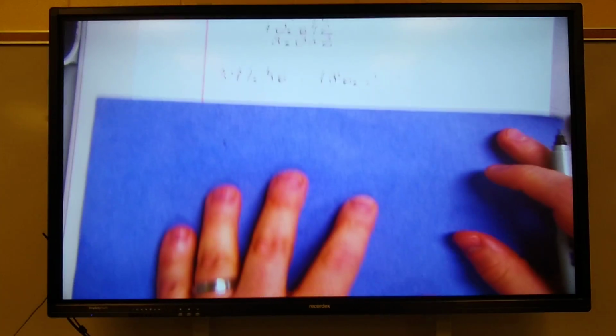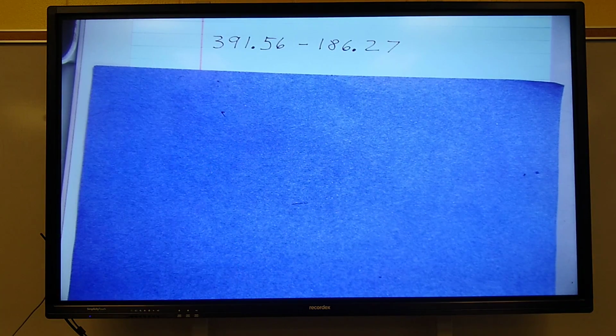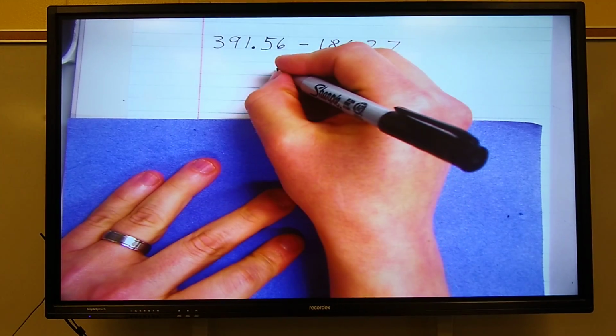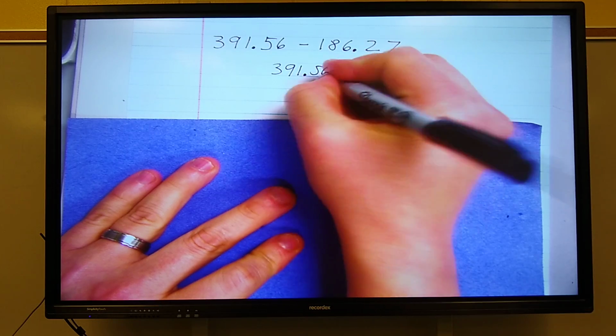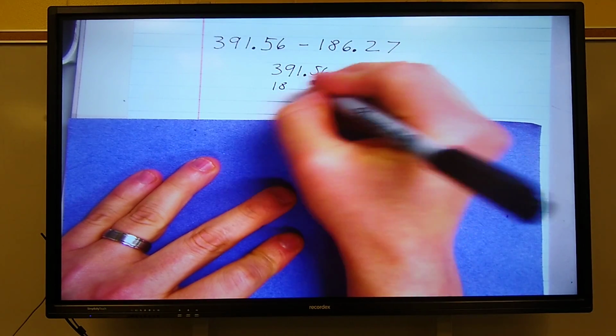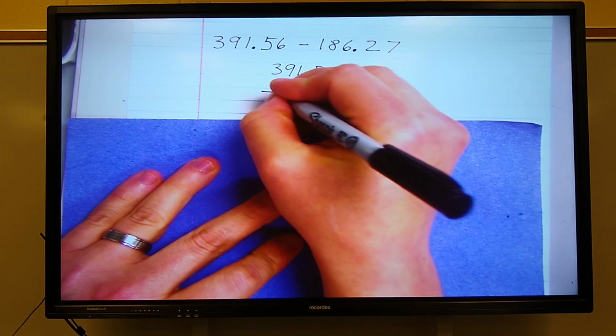The next one. Subtract the decimals. Do not forget to line up the decimals. Pause the video. All right, let's see how bad you did. We have 391 and 56 hundredths minus 186 and 27 hundredths. They all line up perfectly.